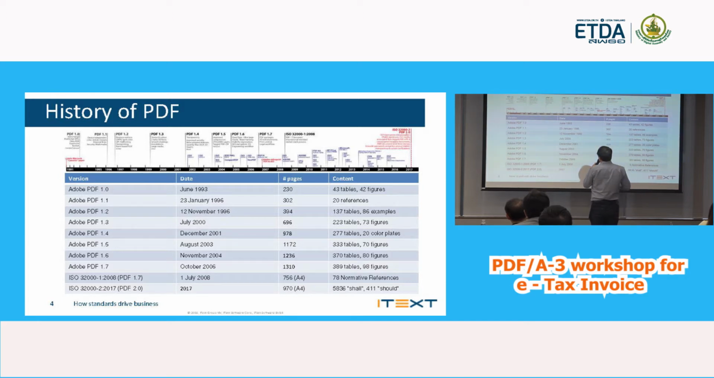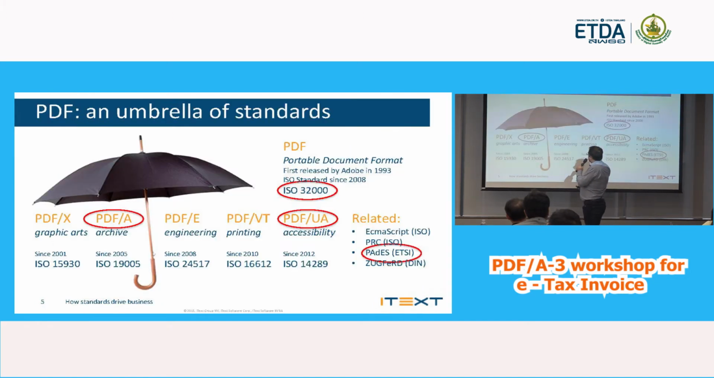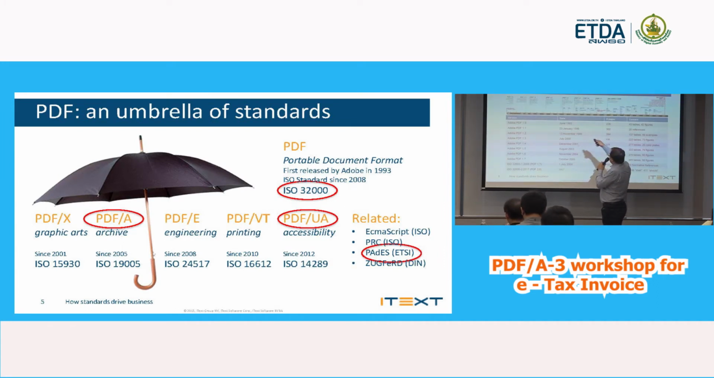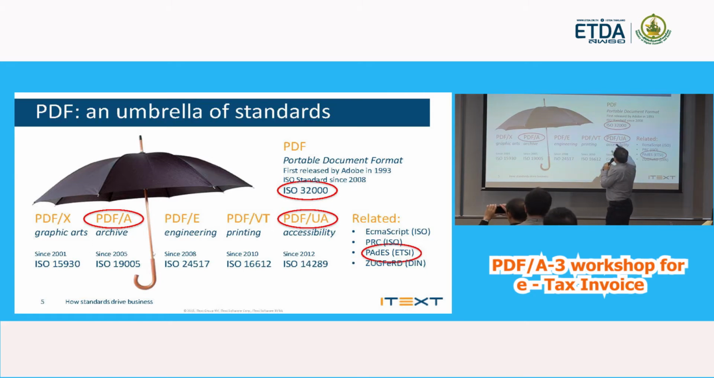And the goal was that AIM would make the PDF standard an ISO standard. So PDF became an ISO standard in 2008. It wasn't the first ISO standard because the graphic arts industry already made a subset of PDF a standard, PDF/X, in 2001. Archiving is since 2005.